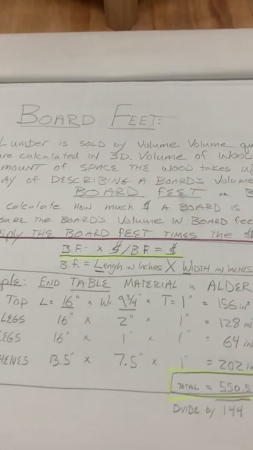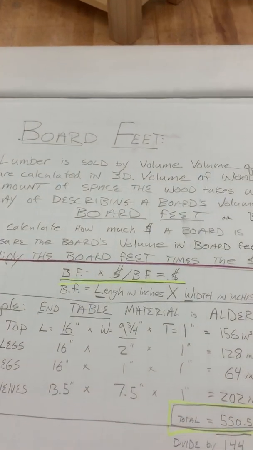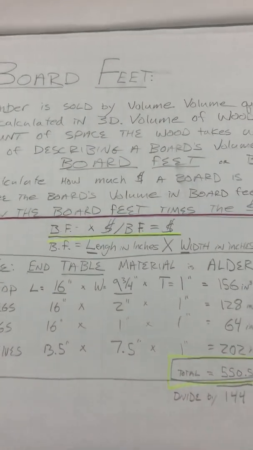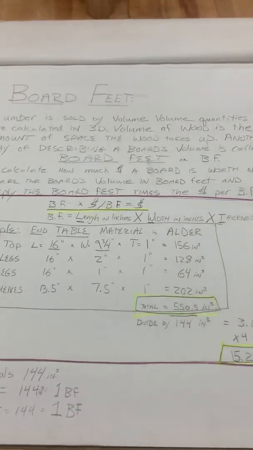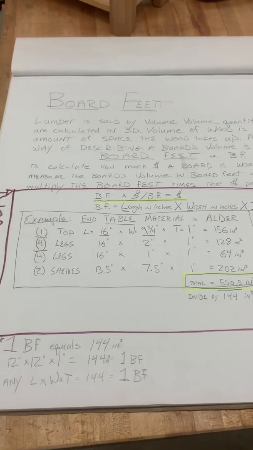Board feet equals the dollars. Board feet times the dollars per board foot equals the money that the materials are going to cost. So the board feet is the length in inches times the width in inches times the thickness in inches. It's 3 dimensions, length times width times thickness.